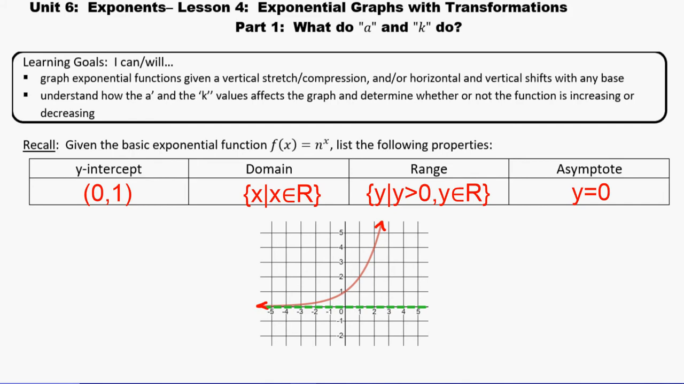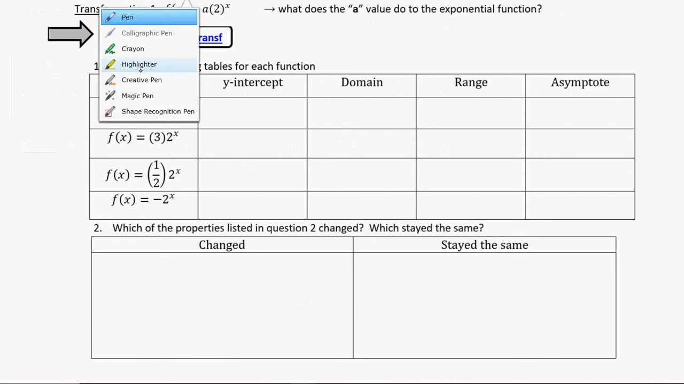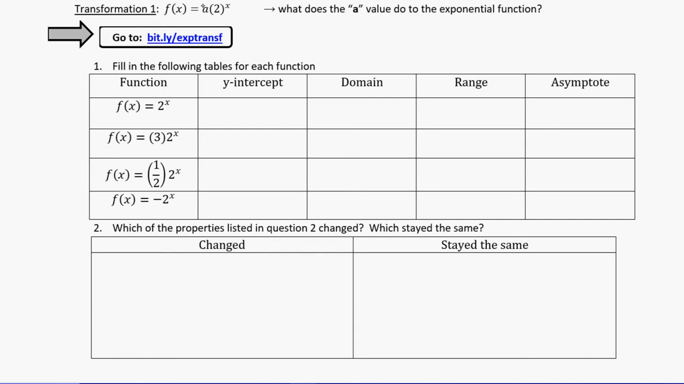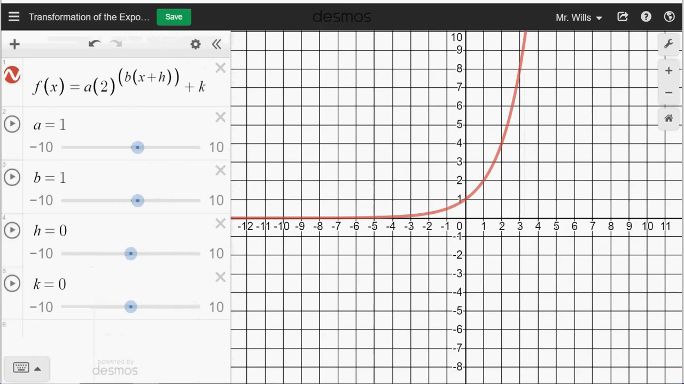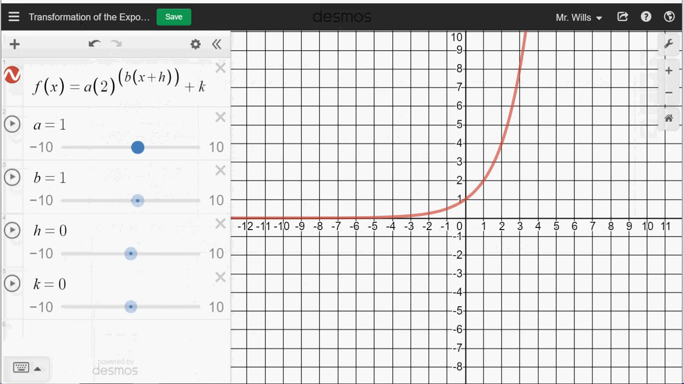All right, let's continue. So here we're going to look at transformations with a. We're going to look at what happens with our coefficient. So we're going to go to the graph. Our graph looks like this, and we're going to play around with different a values. Our first a value we're going to look at is 3. So I'm going to shift this guy to 3. Here we go.